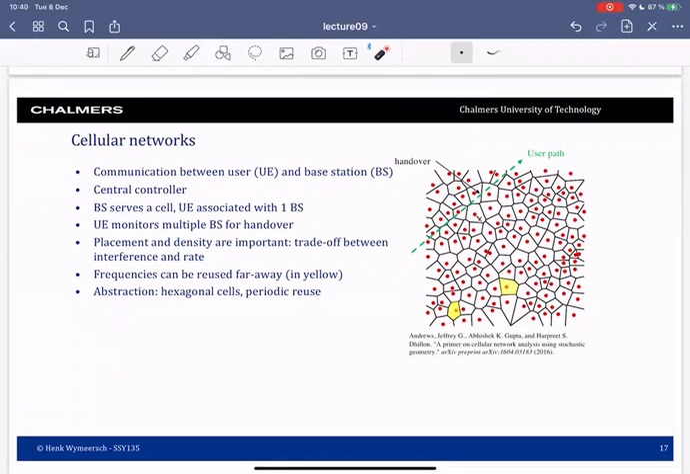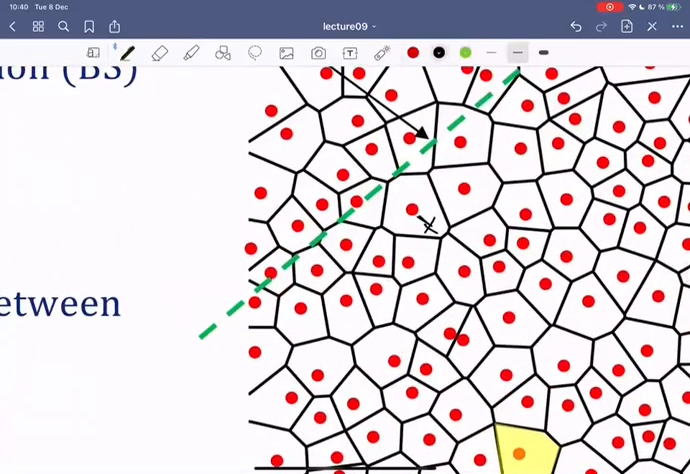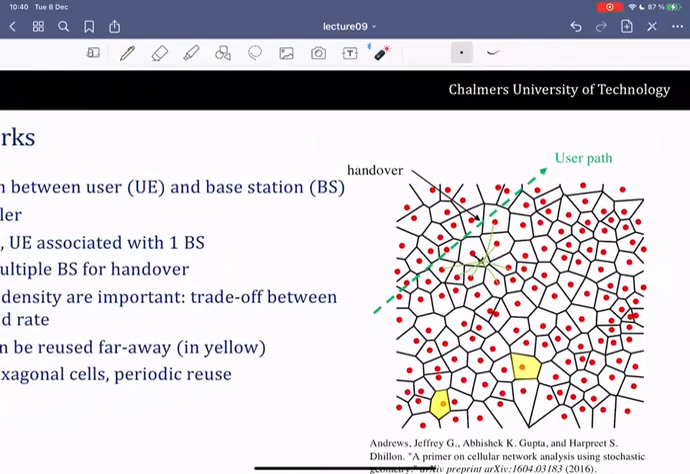Of course, in reality, cells may look a little bit different. A user monitors multiple base stations, so this means that even though the user here is connected to this base station, it may listen to some of the surrounding base stations. Like this, for instance. And by measuring the signal-to-noise ratio for each of these base stations, it can decide which is the base station to connect to. And then it can also make decisions regarding handover. So handover is the process of going from one base station to another.